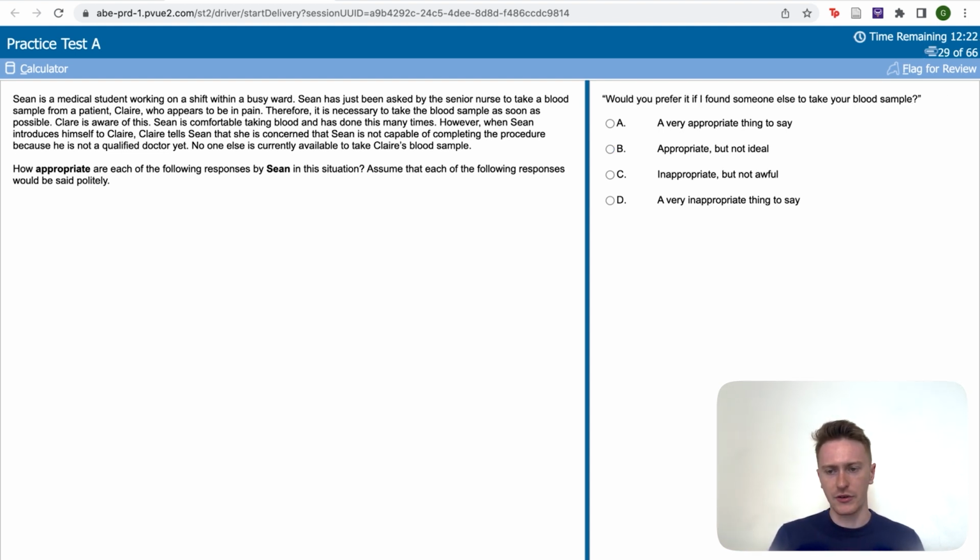Would you prefer if I found someone else to take a blood sample? Now, this one I think is inappropriate, just because there's no one around. But I don't think it's awful, because you're still treating it politely. Can you please extend what you're concerned about? Very appropriate. This is what I was talking about.